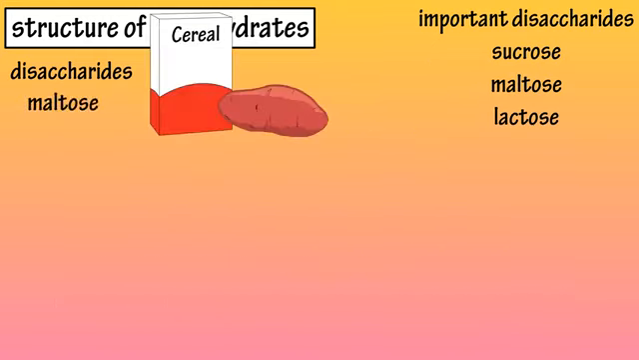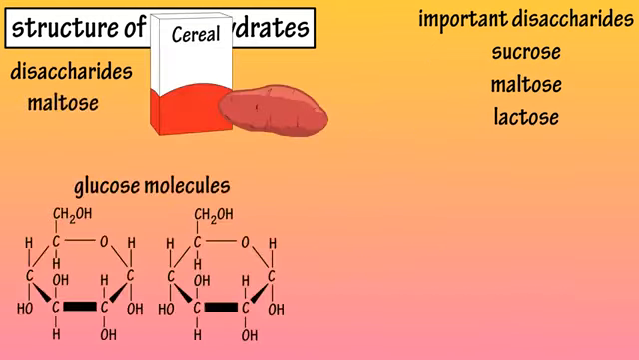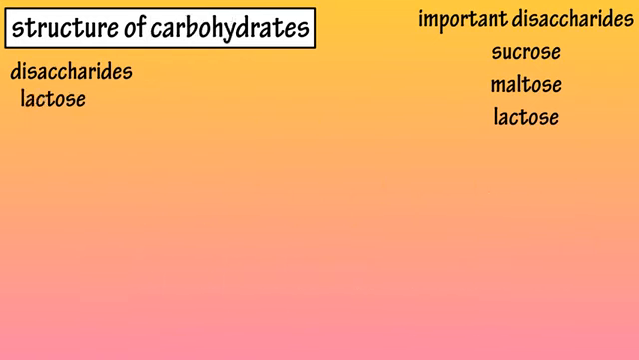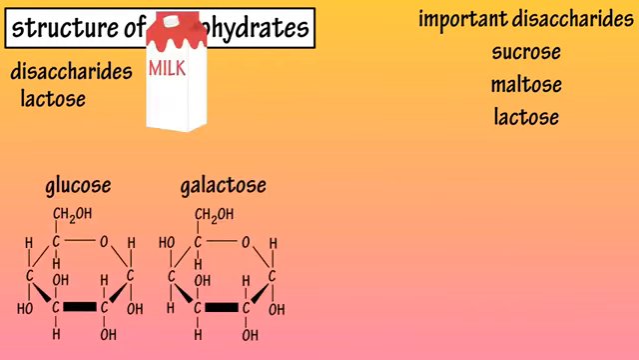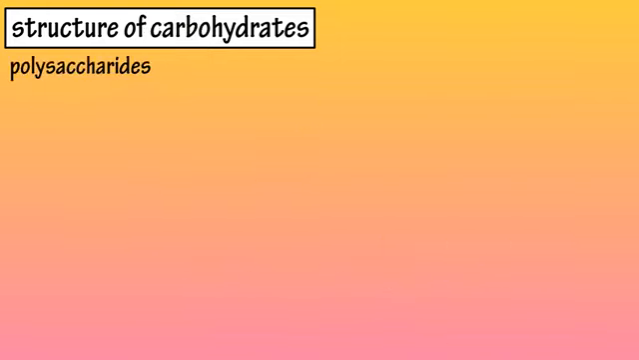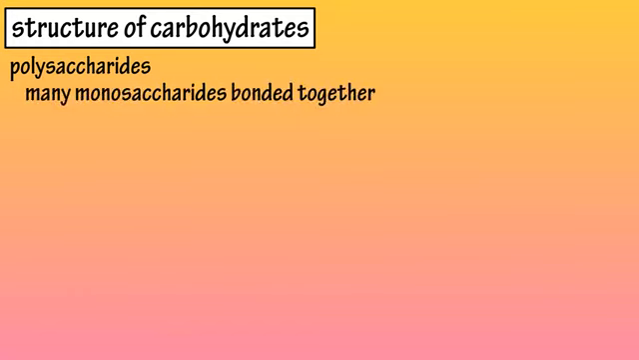Maltose, which is found in sweet potatoes and many cereals, is the result of 2 glucose molecules bonding together. Again, a water molecule is removed during the bonding. Lactose, which is mainly found in milk, is formed when a galactose and glucose molecule bond together, and again, a water molecule is removed. Polysaccharides are formed when many monosaccharide molecules bond together.